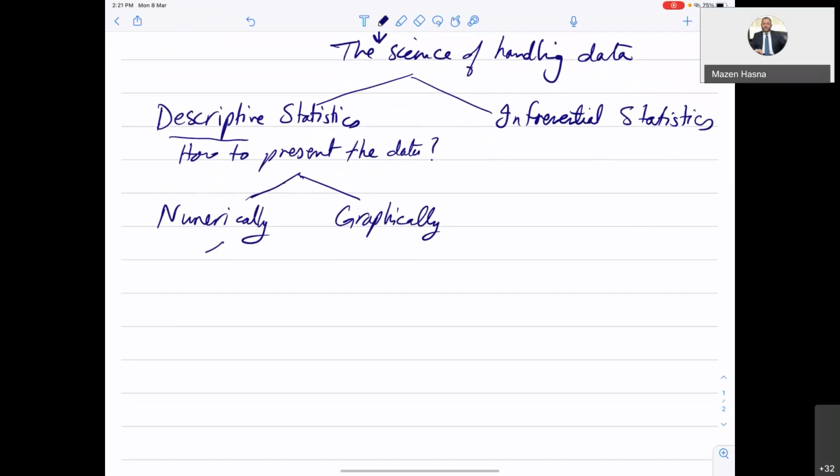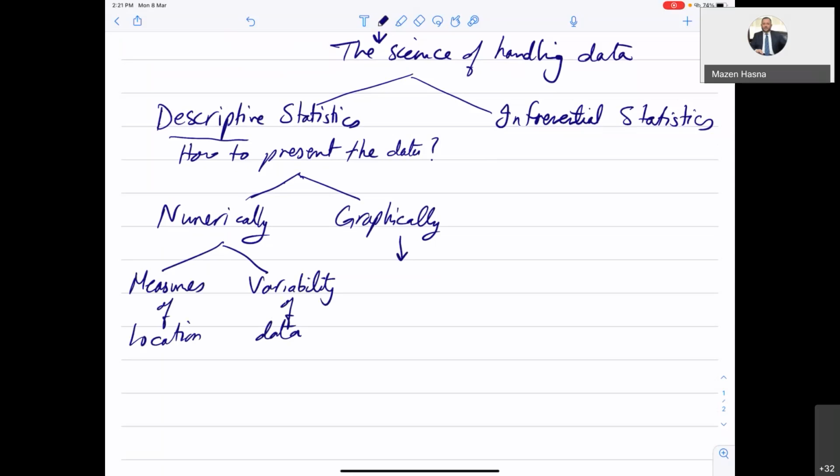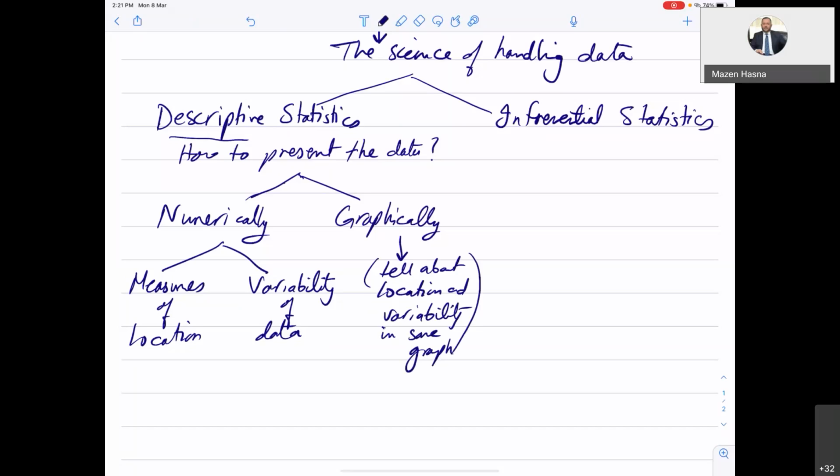As you will see, in numerical schemes we'll also do two things. We'll do measures of location, where we describe the location of the data, or we can describe the variability of the data. Graphical schemes, the beauty of them is they tell about location and variability in the same graph, as you will see. So this is the topic of today, and probably part of Wednesday's lecture: descriptive statistics. Then starting probably on Wednesday, and the week after the break, and for the rest of the semester, we'll talk about inferential statistics.